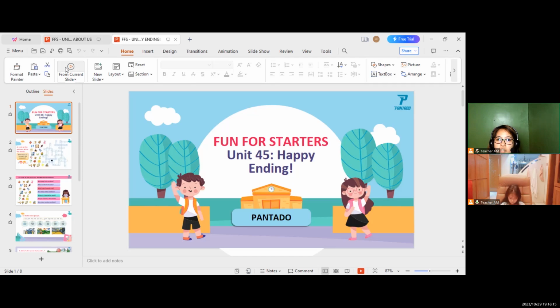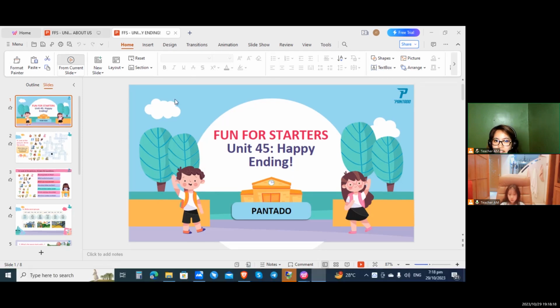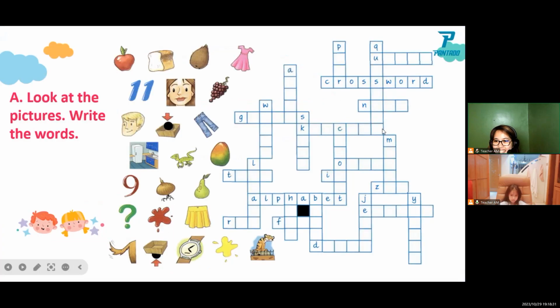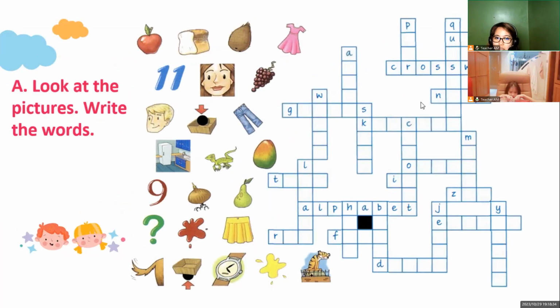Okay, so now Zoey, kindly look at the book. See it. Very good. Please read. Fun for Starters, Unit 45. Happy ending. Okay, so now Zoey, kindly look at the pictures and you write the word.